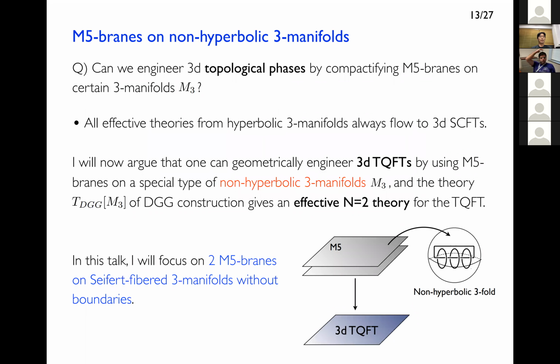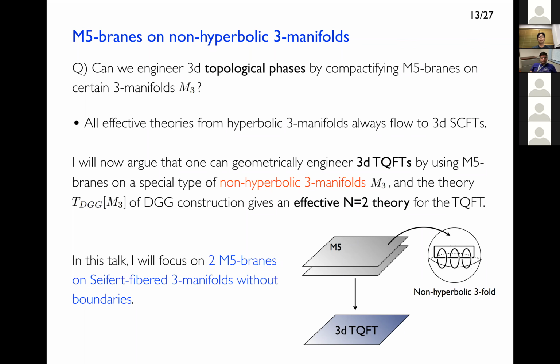Okay. Is there any question? Okay, let me now explain how to obtain 3D topological phases from M theory. So we are asking the question whether we can engineer 3D topological phases by compactifying M5-branes on certain types of three manifold, by simply generalizing the previous 3D correspondence. However, as we saw, hyperbolic manifolds in the 3D correspondence always give superconformal theories. So we cannot use a hyperbolic manifold. So instead, we will now use non-hyperbolic manifolds.